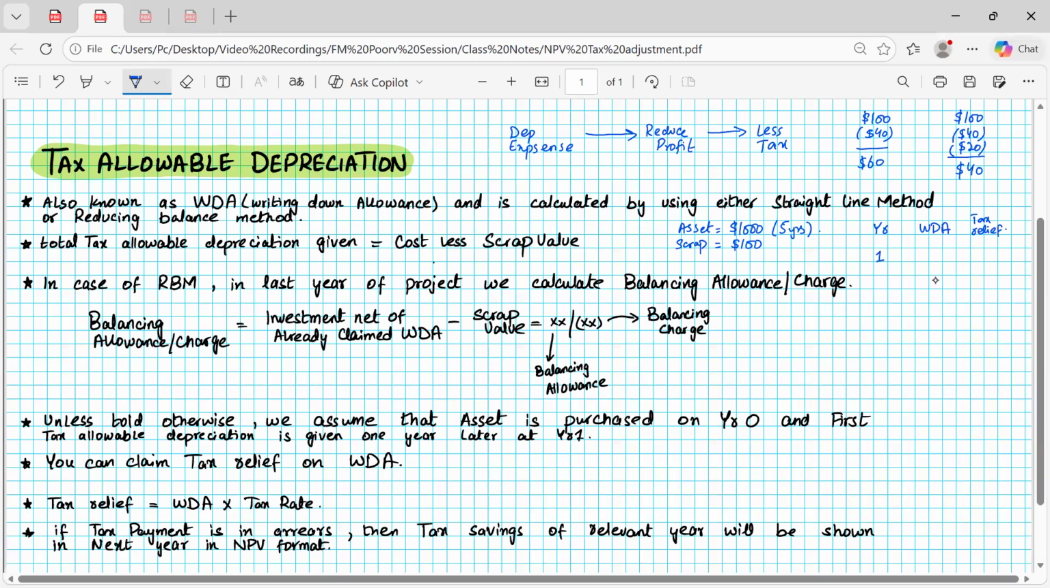180. Cost less scrap value divided by the life of the asset. So 180 for year 1. Similarly, 180 for year 2, 180 for year 3, 180 for year 4, and 180 for year 5. So that is your written down allowance. Written down allowance means the same thing as depreciation. It's just tax allowable depreciation. The concept is of depreciation, but just according to the tax rules.